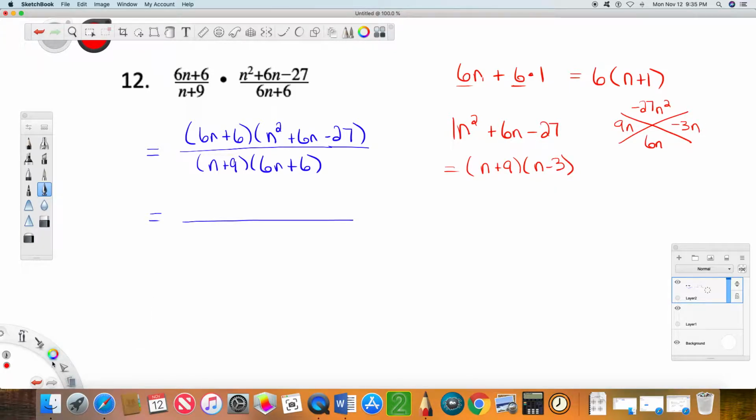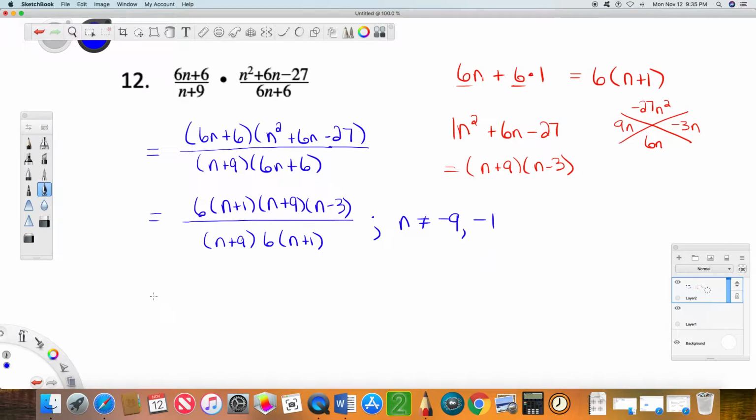So let's return back over here to our fraction. This 6n plus 6 factors to 6 times n plus 1. This trinomial factors to n plus 9 times n minus 3. We've got an n plus 9 here. And we said that this guy, we already factored it in the numerator, is 6 and n plus 1. So now it's pretty easy for me to see what my restrictions are going to be. A negative 9 plus 9 gives me 0 in the denominator, and I can't have that. And a negative 1 plus 1 gives me a 0, and I can't have that.